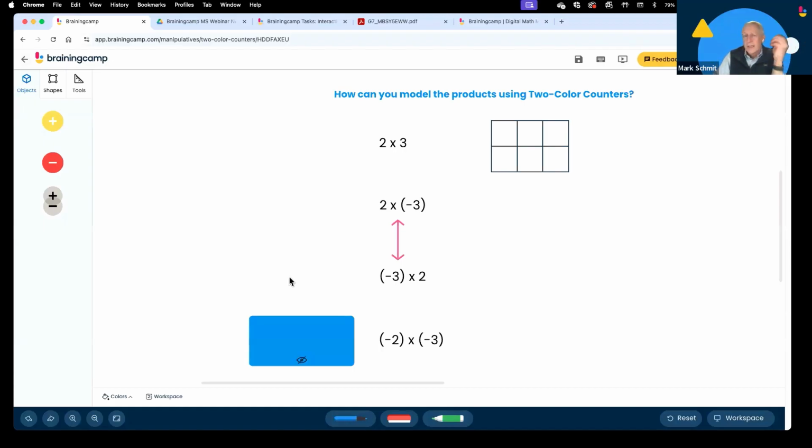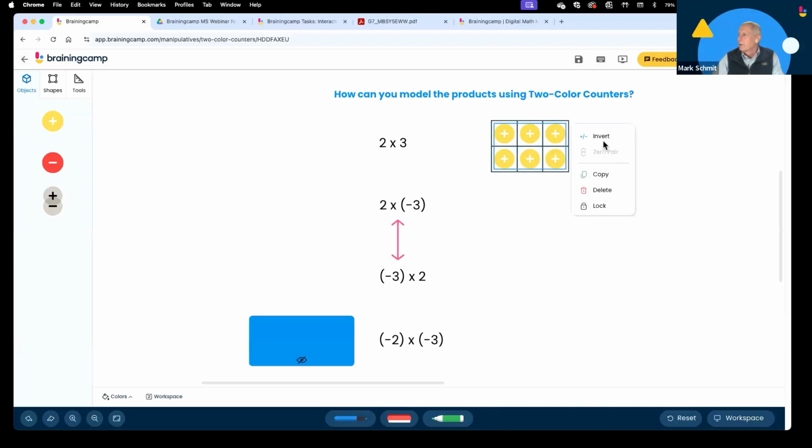I can model multiplication of integers with two color counters, right? If I had 2 times 3, think about what that means. What have kids learned by the time they get to us in middle school about what multiplication means? Notice I've got an array tool over here. This means what? Two groups of 3. So I can take a look at that and I can say, oh, thank you, Vanessa. So I can model that 2 groups of 3, knowing what kids know from elementary school, and then 2 times -3.